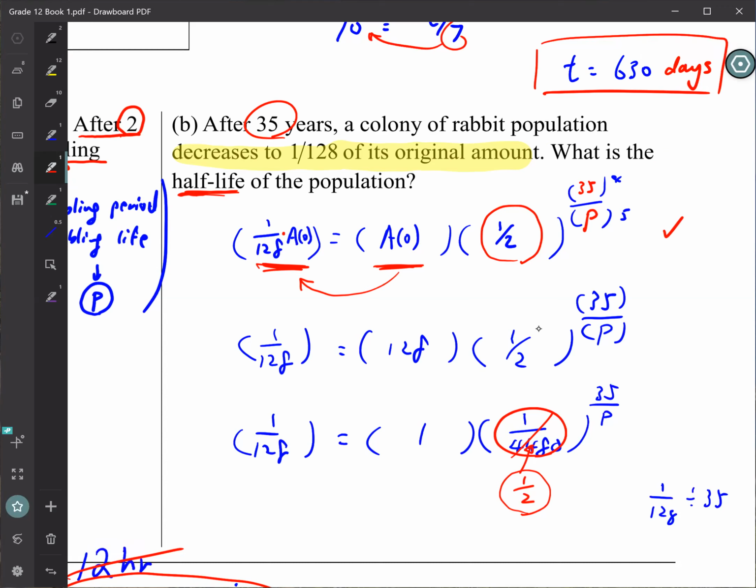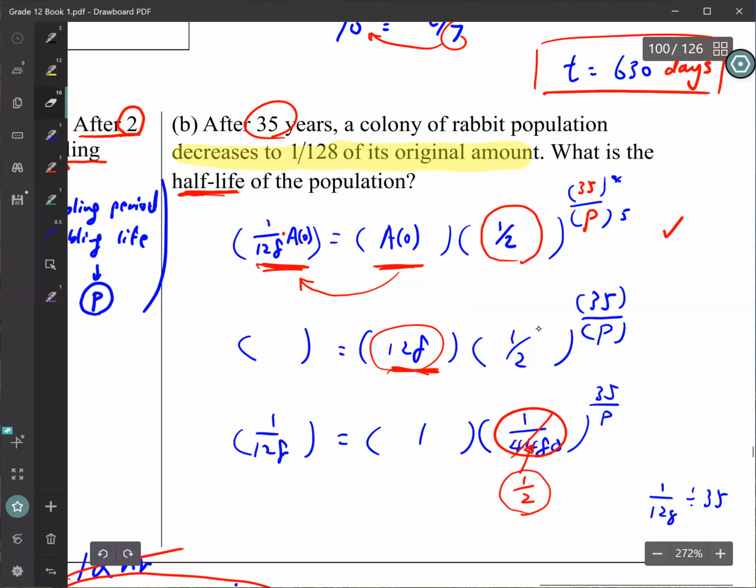Now the second way is also close. If you want to start with 128, that's okay too. But then your final should be 1 over 128 of 128, because you started with 128, right? So your final amount should be what then? Eric? What's 1 over 128 of 128? 1. Yeah, so it will become 1. If you put the 1 at the final, then it's okay. Then it will be correct.